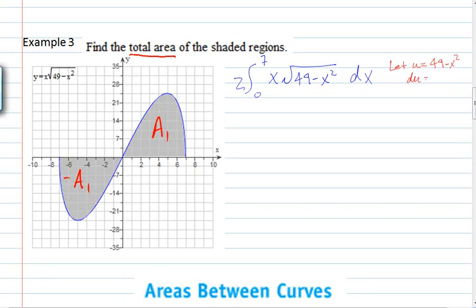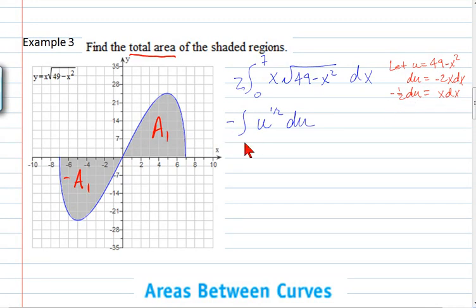Du then will be equal to minus 2x dx. So negative 1/2 du is equal to x dx. A negative times a positive is going to give us a negative 1 u to the 1/2 du, because that negative 1/2 times 2 is negative 1.